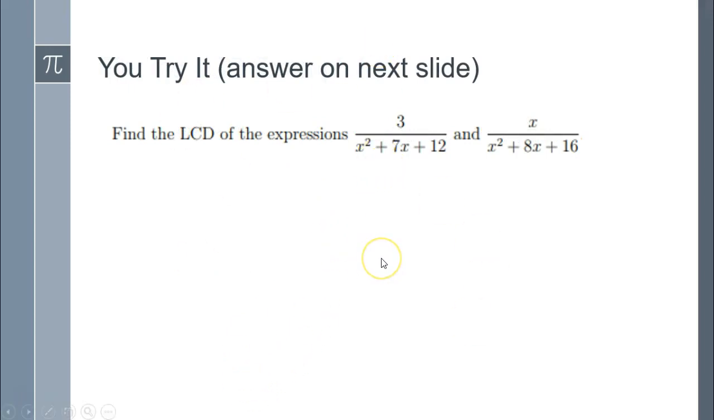So you try this. Just simply find the least common denominator. Don't do anything with it, but find the least common denominator. Stop the video and return when you're done.